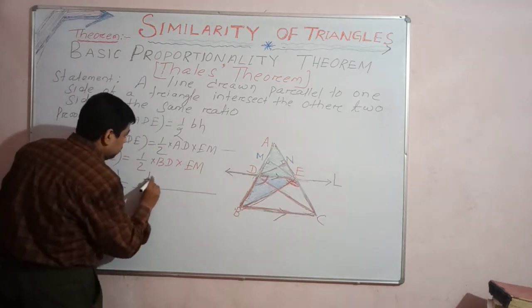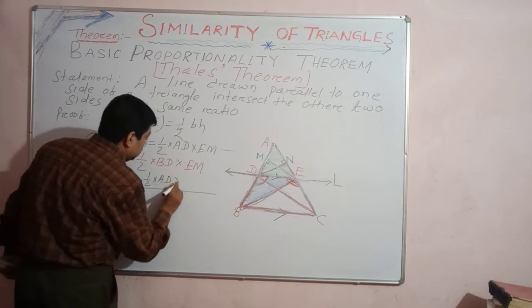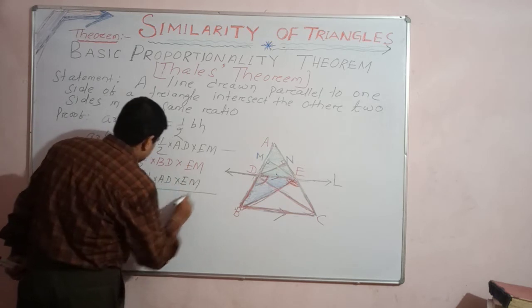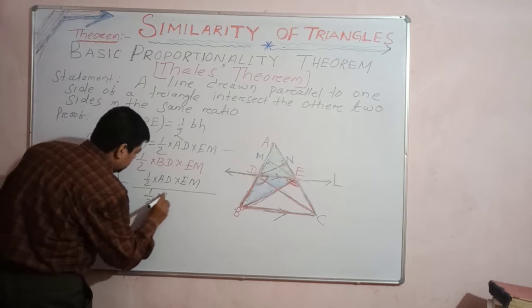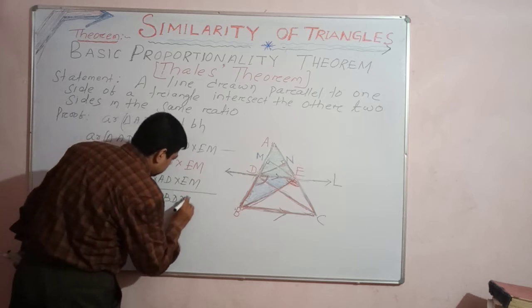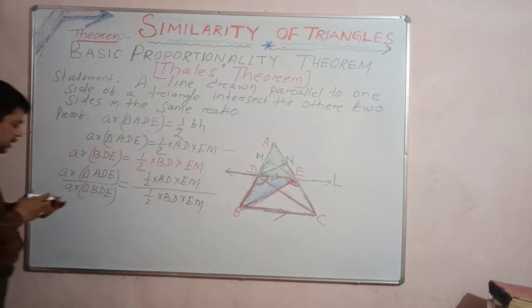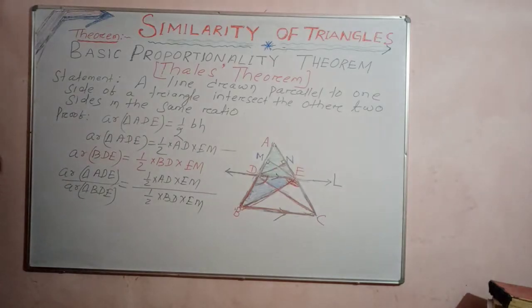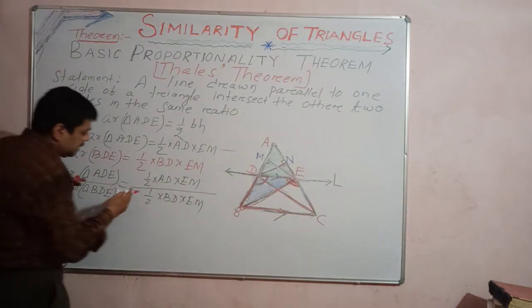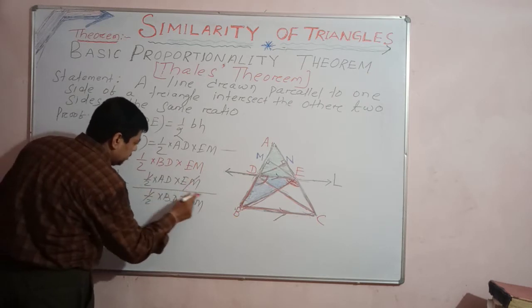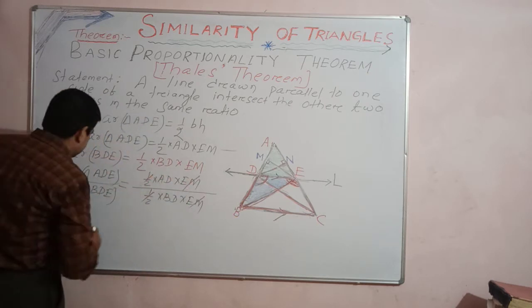Let us write down 1 by 2 AD into EM and 1 by 2 into BD into EM. Okay, now you see, 1 by 2 is cancelled, EM is cancelled. It is remaining AD by BD.